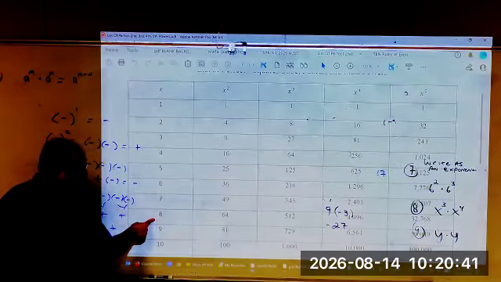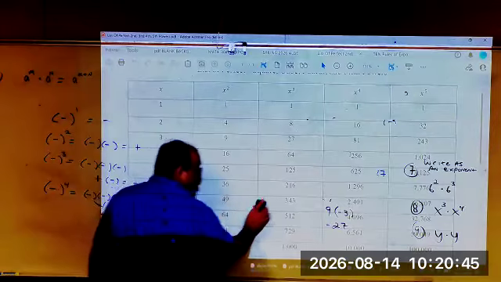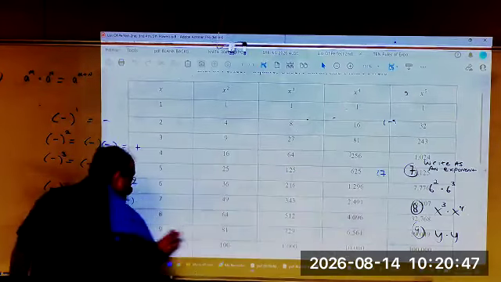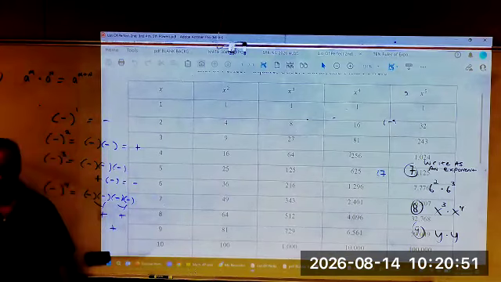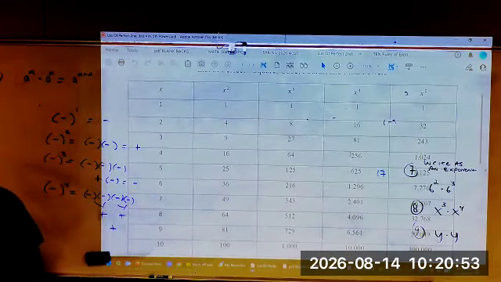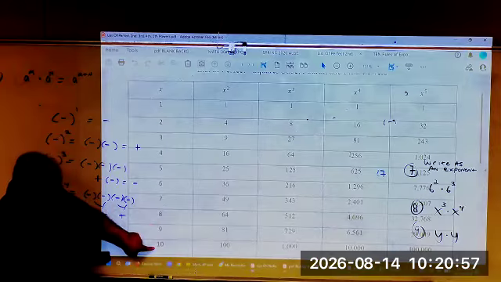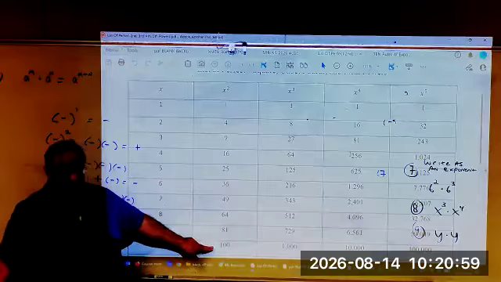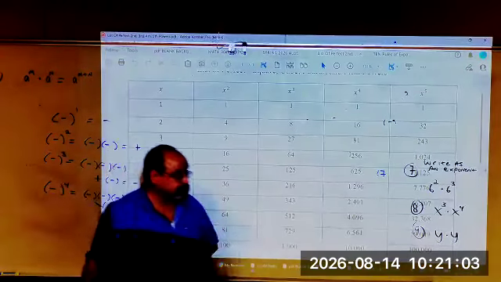8. 8 to the 4th isn't bad. 8 to the 3rd, definitely. Powers of 9. Powers of 10 are easy. Because if you have 10 to the first, that's just 10. 10 to the second, that's 100. 10 to the third is 1,000. And so on.